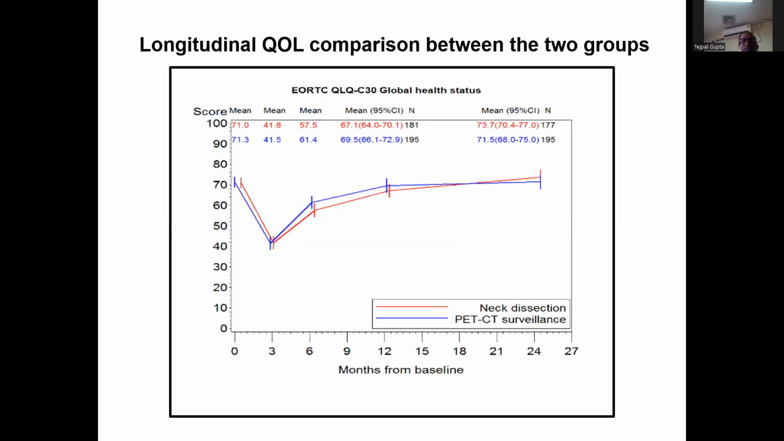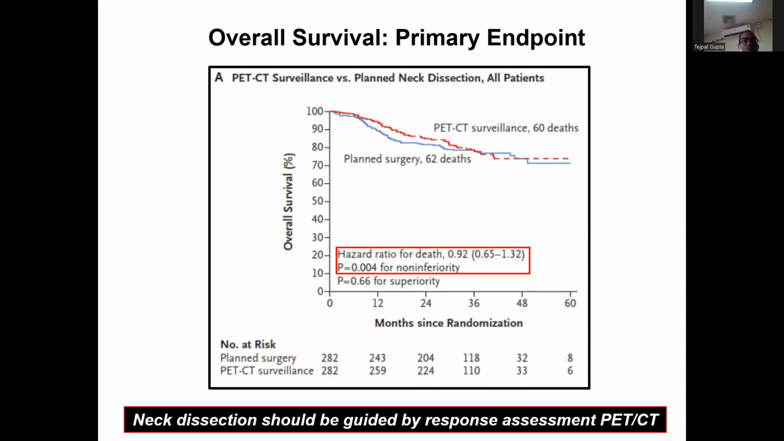And what did they find? Quality of life comparison, there was no difference in longitudinal quality of life between the two groups. More importantly, PET CT surveillance was non-inferior to planned neck dissection as far as overall survival is concerned. The hazard ratio of death was 0.92 with a p-value of 0.004 for non-inferiority.